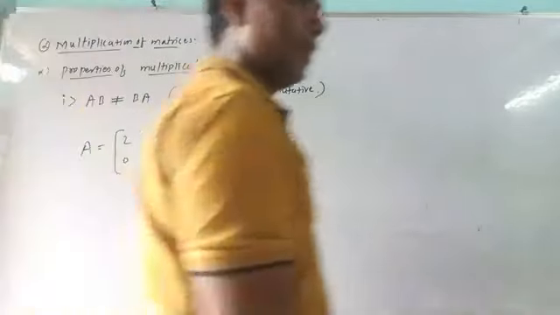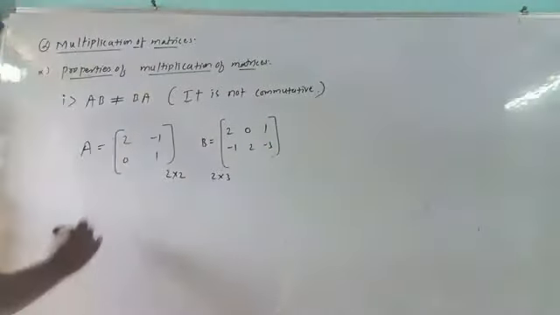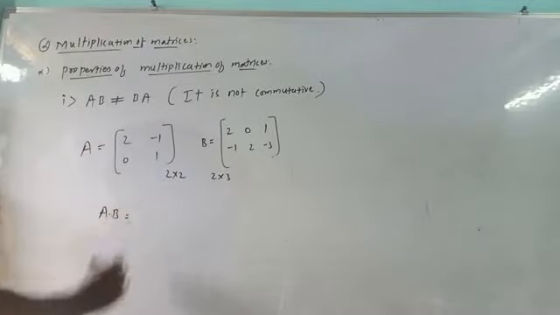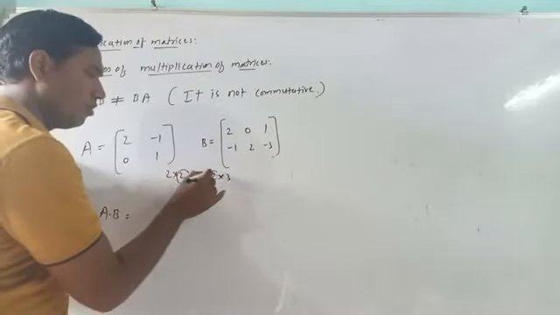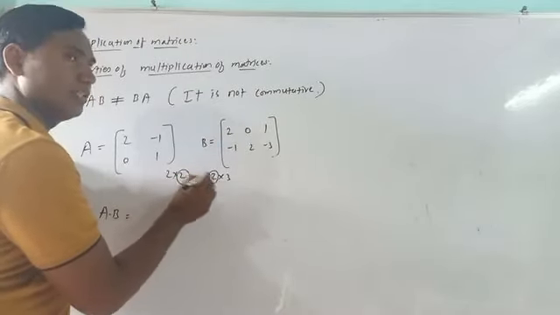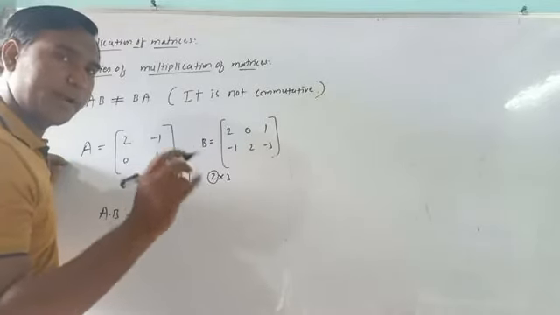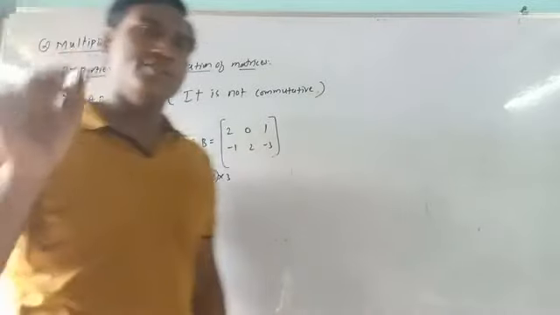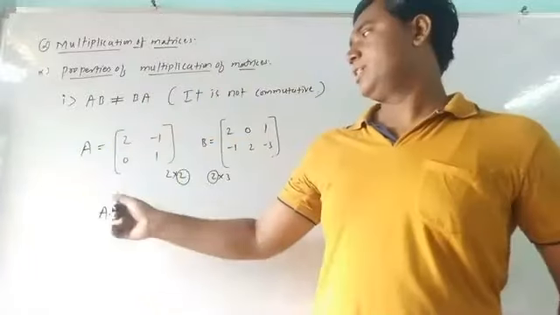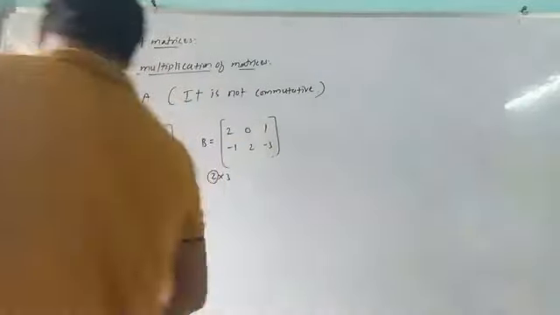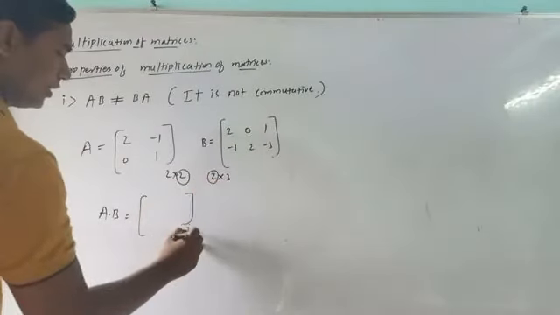Now, while doing the AB multiplication, what will we observe here? The number of columns in the first matrix is equal to the number of rows in the second matrix. This is the condition. So they are equal. It means we can multiply the matrices here. Multiplication exists. So A into B is nothing but we can multiply both the matrices, and the order of the new matrix after multiplication is 2 by 3.